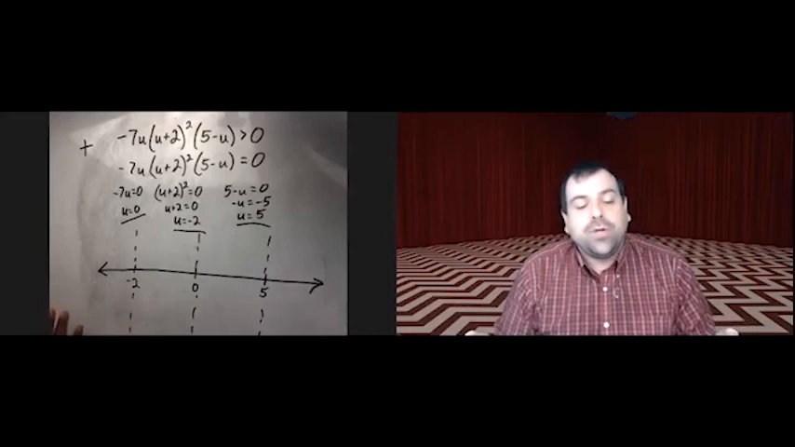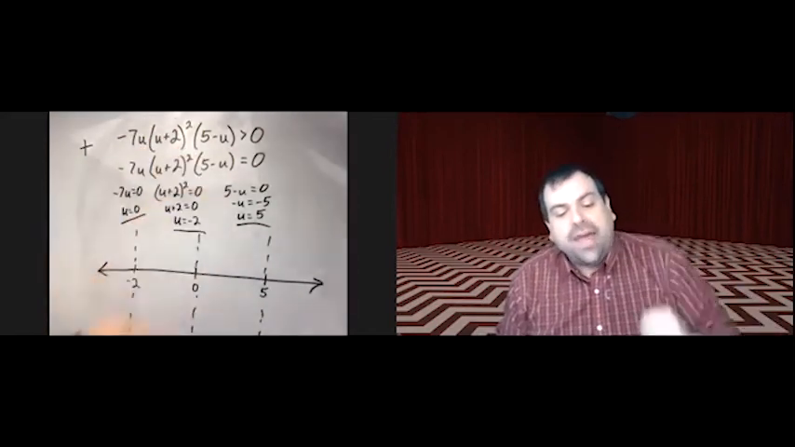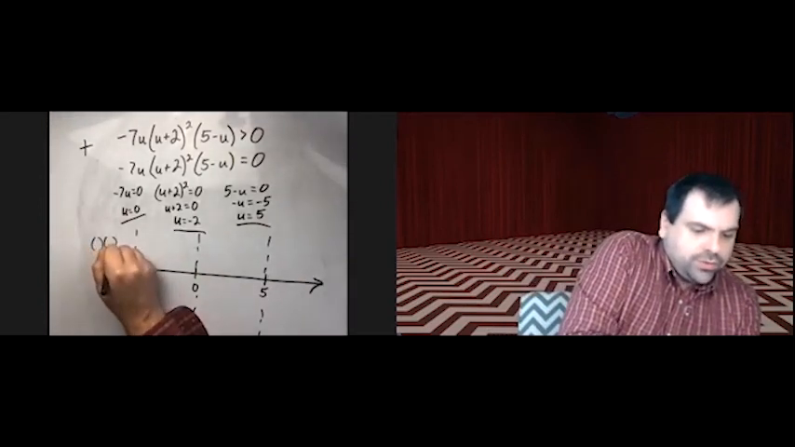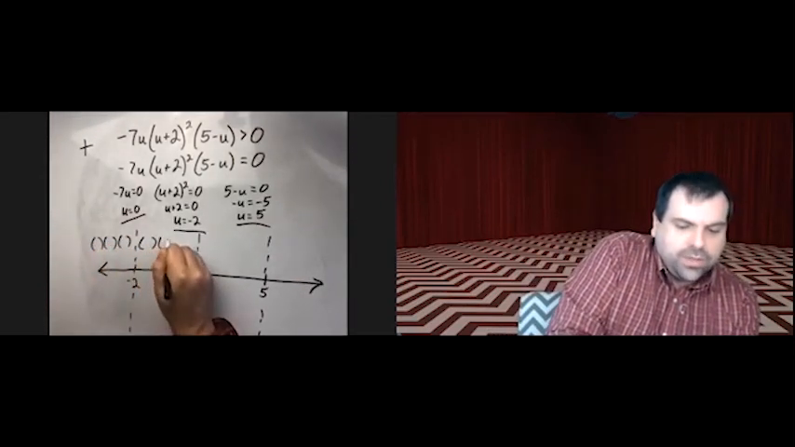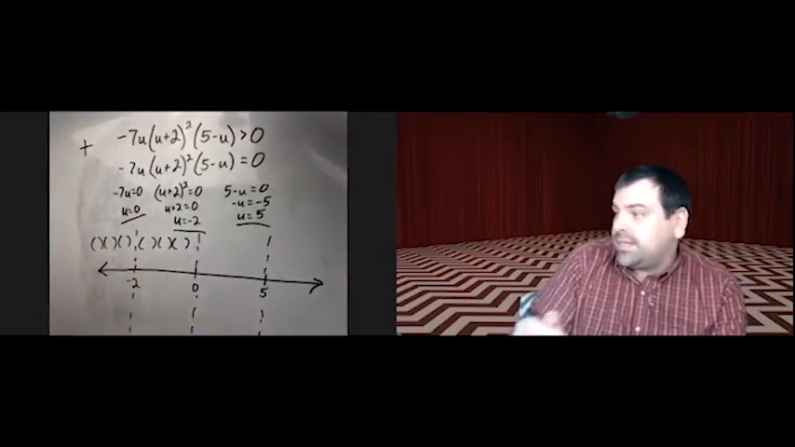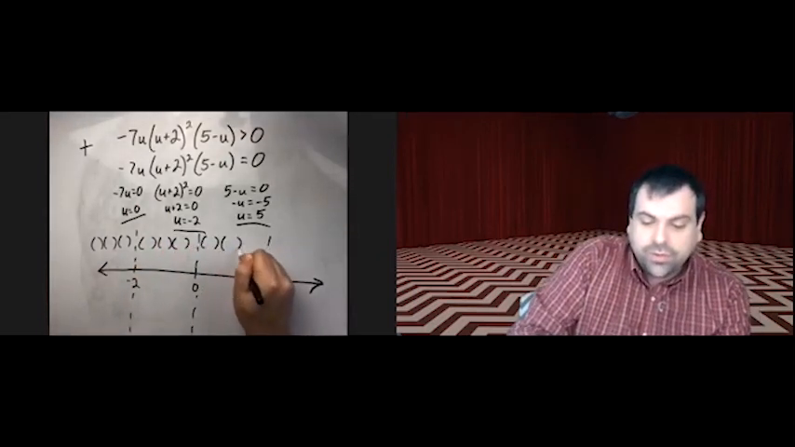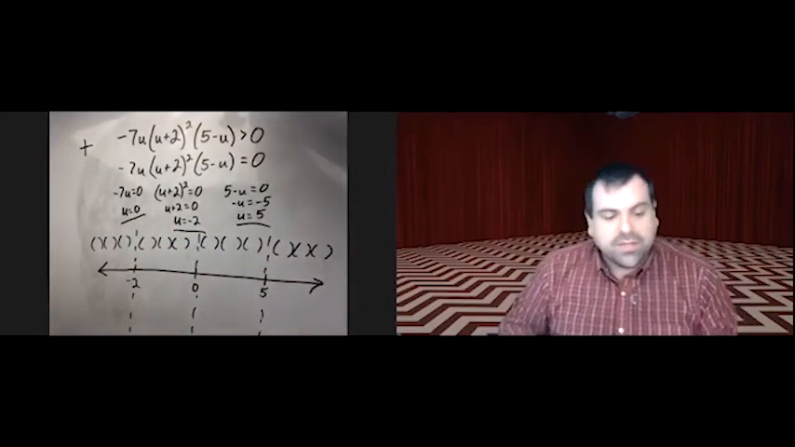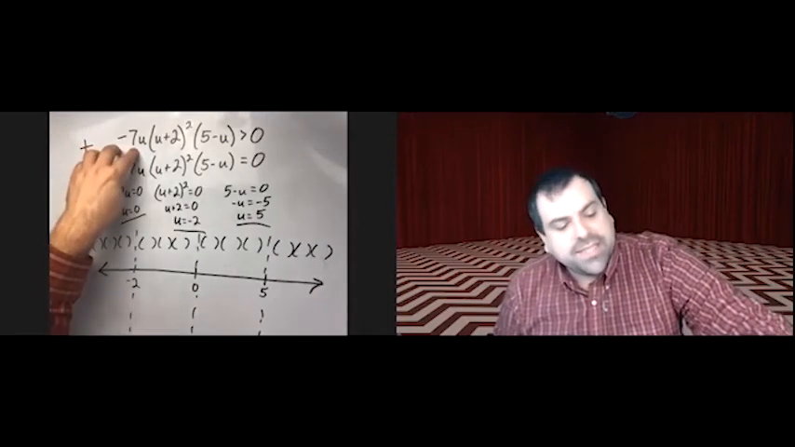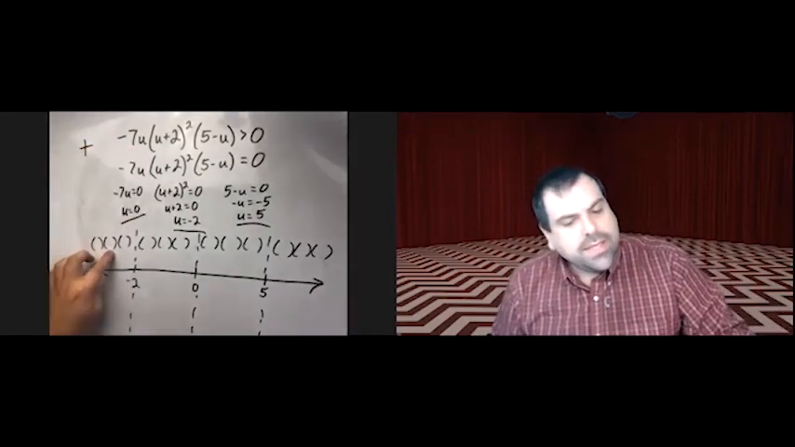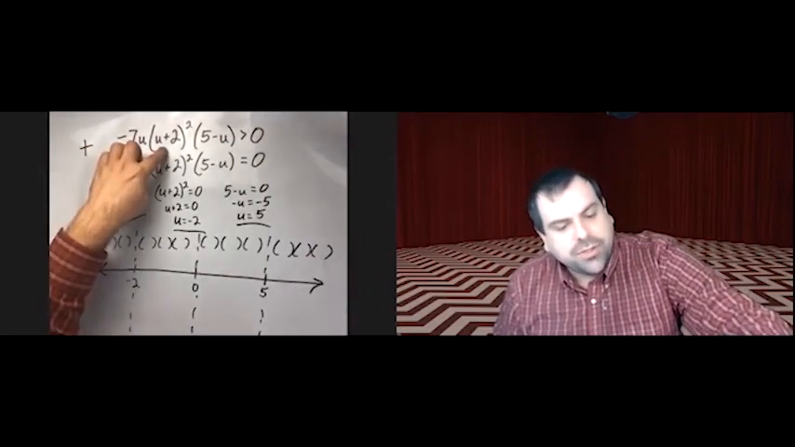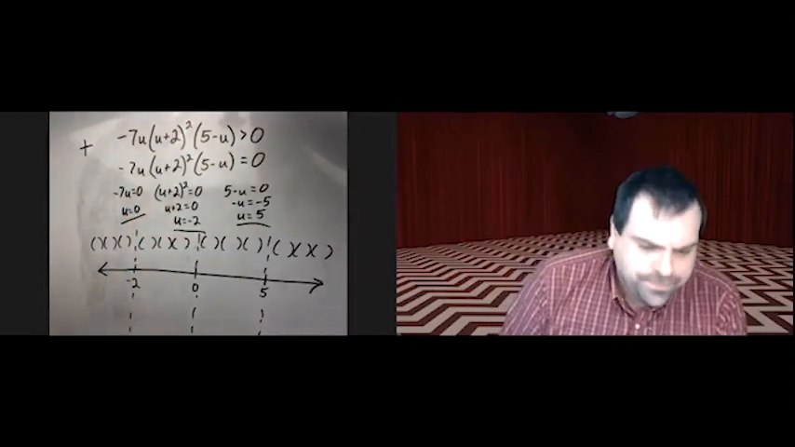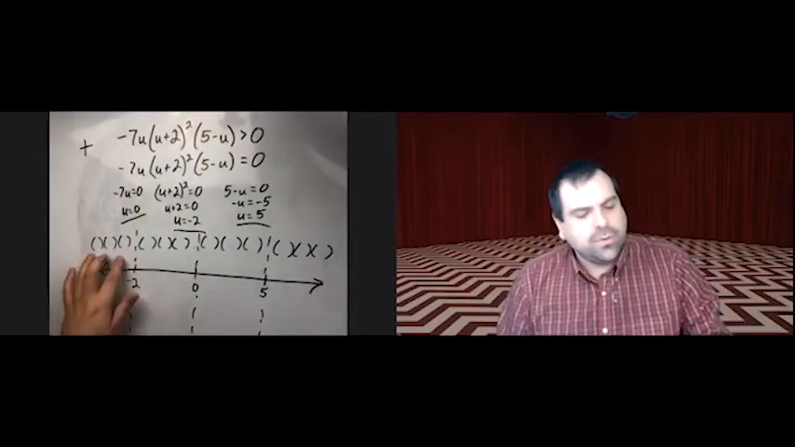In each of these sections, we are represented by 1, 2, 3 factors multiplied together. The first one represents the negative 7u. The second one represents u plus 2 squared. The third one represents 5 minus u. We want to see where this works out to be positive.